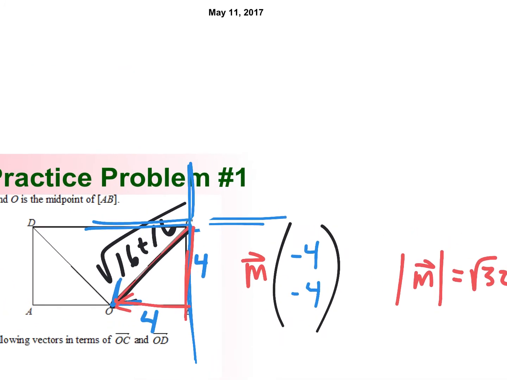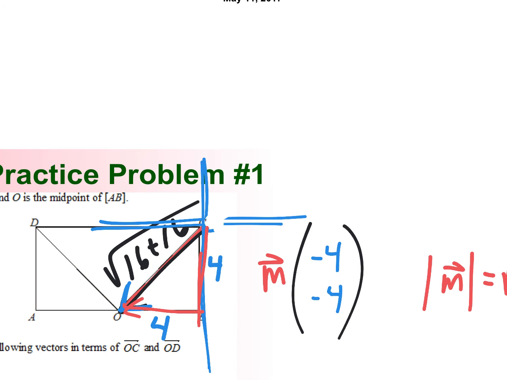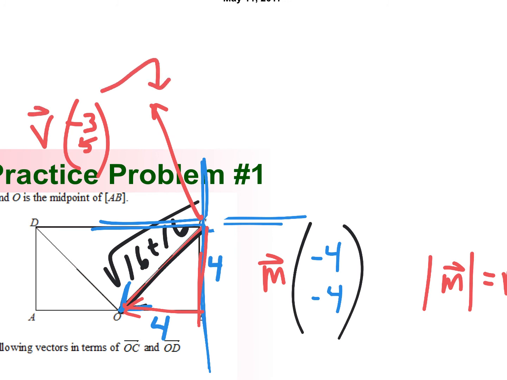Okay, let me give you another one real quick. Here's another vector, and it goes here. And I'll tell you that it's -3, 5. What's its magnitude? This is vector v, and it's that one right there. What's the magnitude of v?